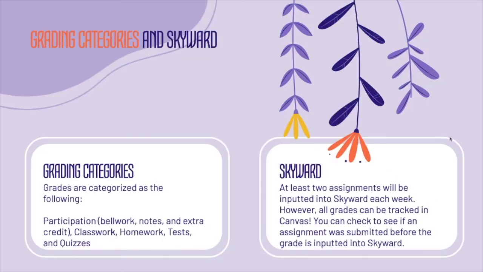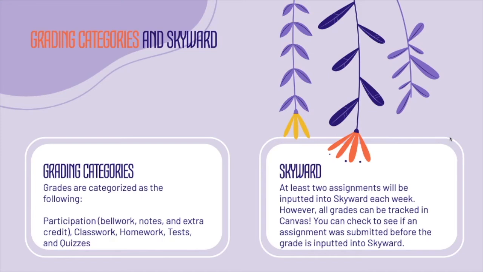So, grading categories and Skyward. Categories for this class are the following: participation, which is typically bell work, notes, and extra credit assignments; classwork; homework, which are the weekly journals usually, and the Wellness Wednesday assignments; tests; and quizzes.